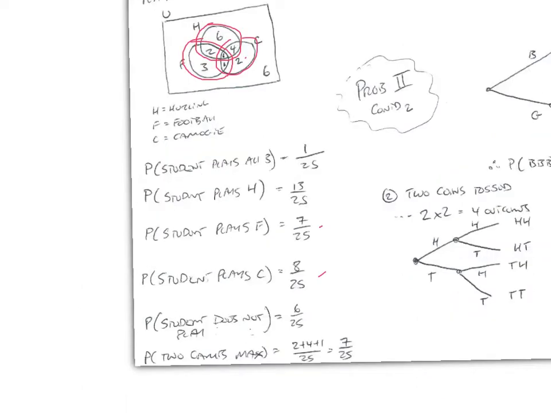What's the probability that a student doesn't play any of the games? Well, from the universal set here, there's 6 people who are outside the hurling, football, camogie areas, so there's 6 in 25. And the probability that someone plays 2 games max, that's these guys here. There's this person, and this person here. Those 7 people only play 2 games maximum.